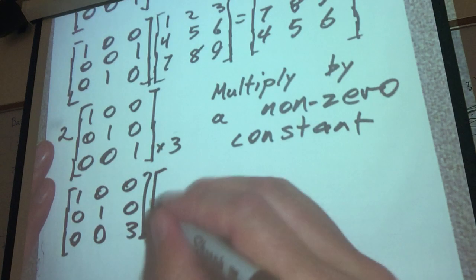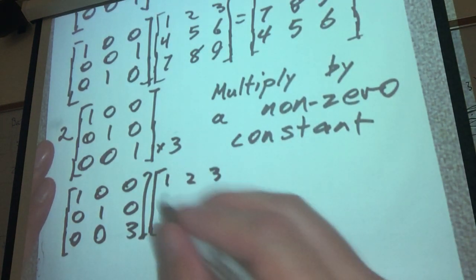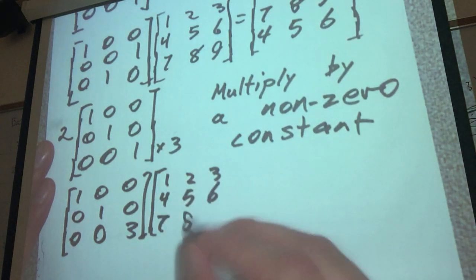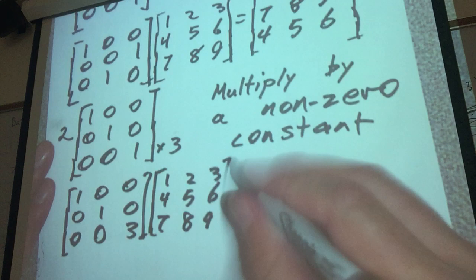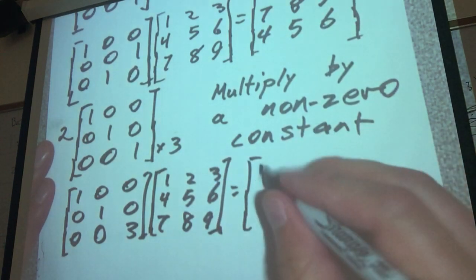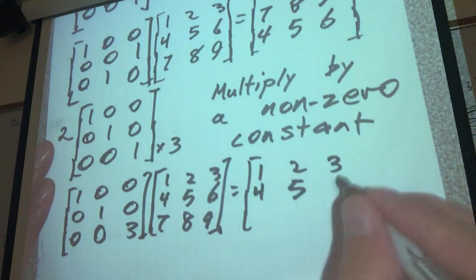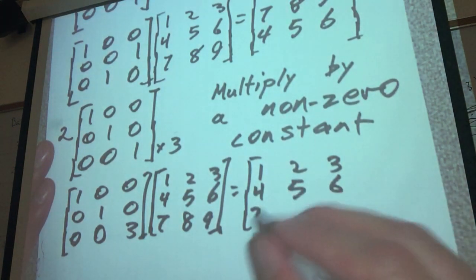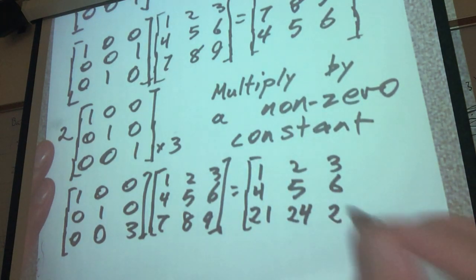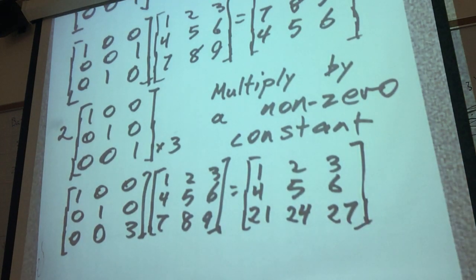Now let's have that act upon the same matrix: 1, 2, 3, 4, 5, 6, 7, 8, and 9. So that would be 1, 2, 3, 4, 5, 6. Now 3 times 7 is 21, that's 24, and 3 times 9 is 27.